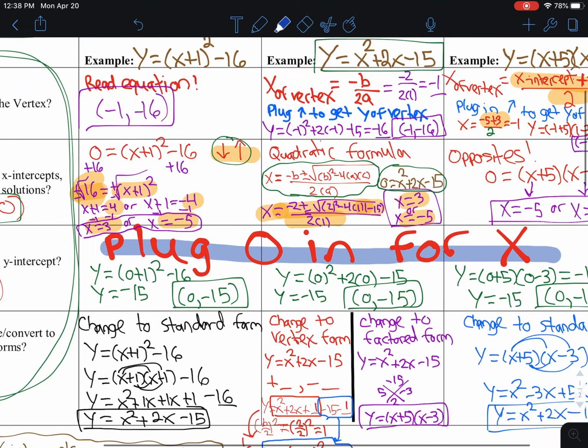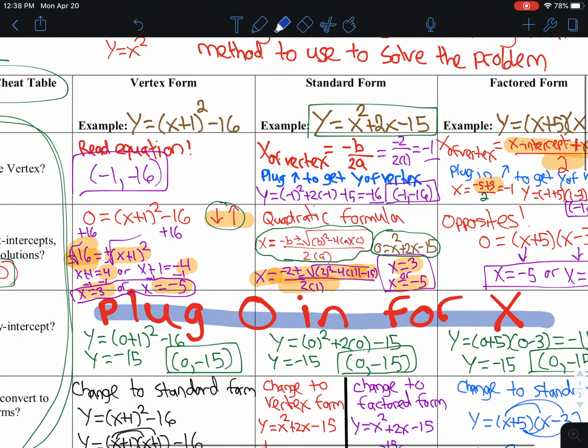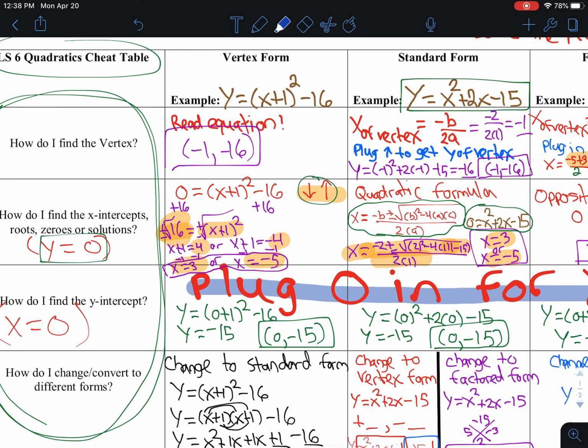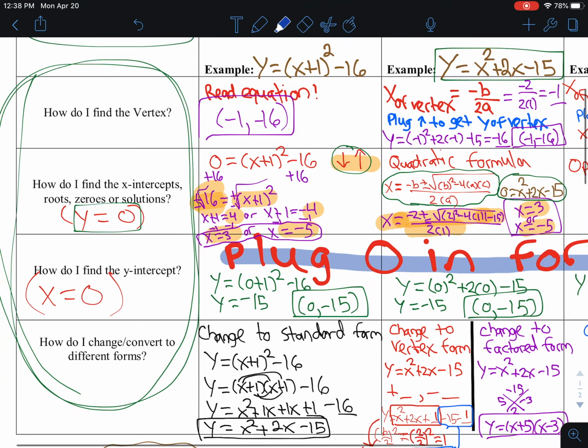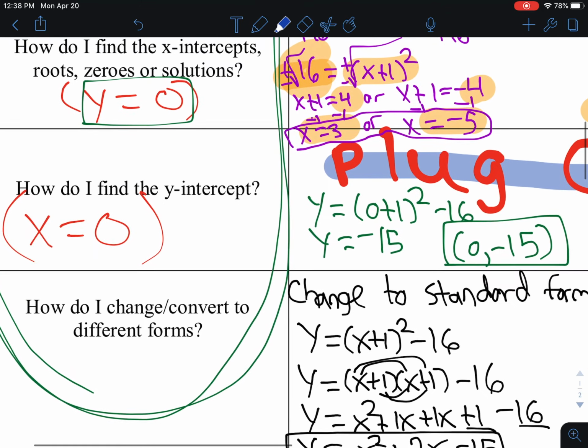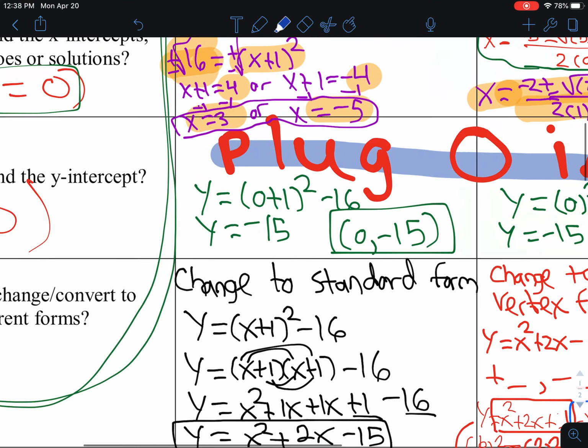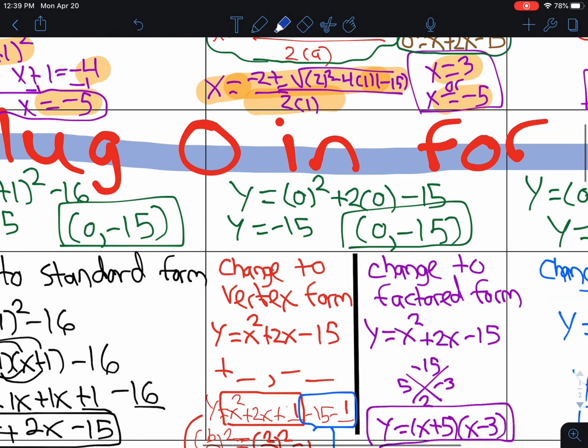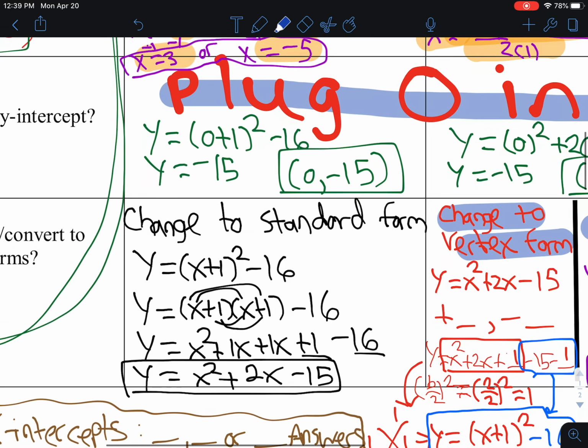It's really easy. But again, you have to be able to interpret and read the question and know what to do. How do I change? So this is really important. Standard form is kind of the middle guy. From standard form, you can go to factored form or vertex form, just to be clear. You cannot go straight from vertex form to factored form. To go from vertex form to factored form, you have to change it to standard form, and then you have to factor it. But anyways, just a quick reminder of how to do each one.